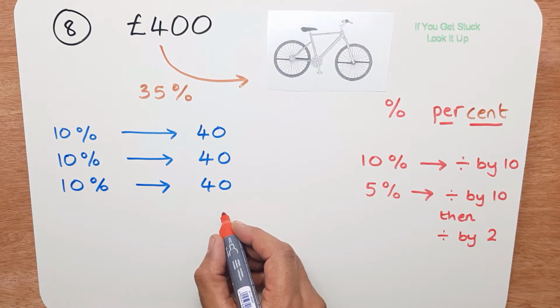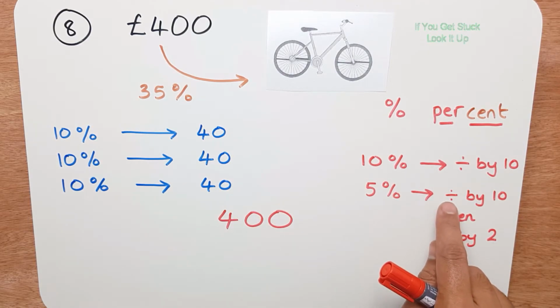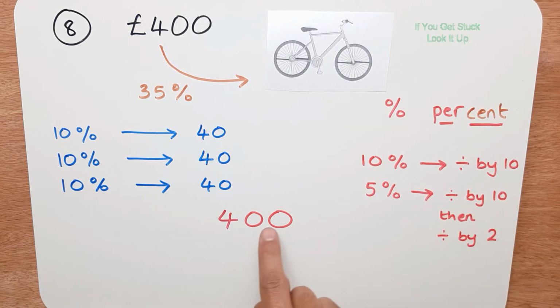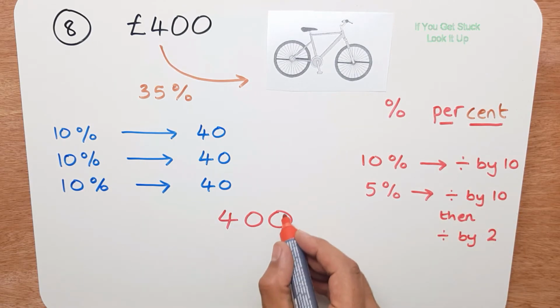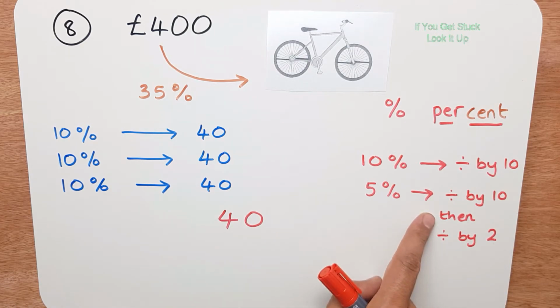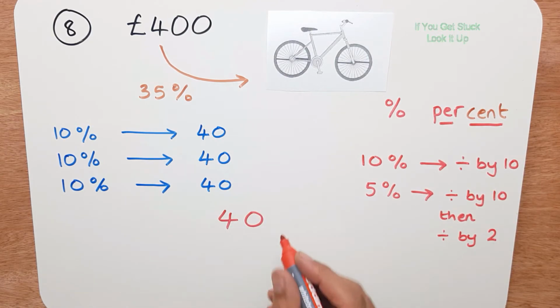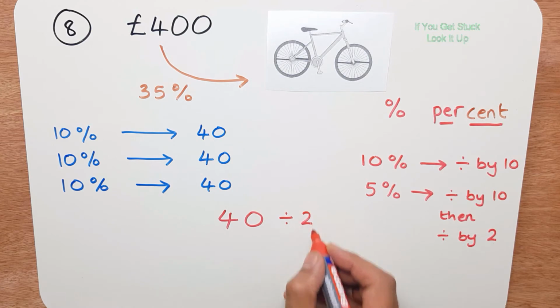So let me write down 400. So our first step is divide the number by 10. So let's divide this by 10. That disappears. So now we have 40. And what's our second step? Divide by 2. So we need to divide this by 2. How do we divide 40 by 2?